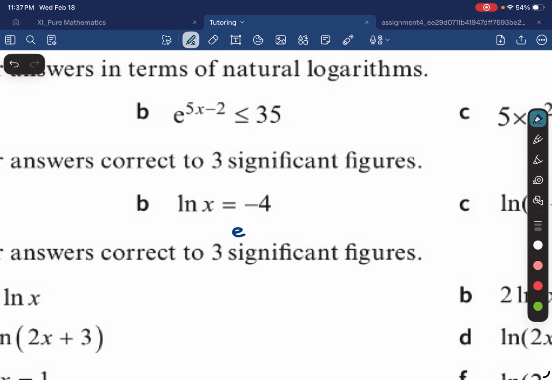And this is the same thing. This is just e to the power negative 4 is x. And e to the power negative 4 to 3 significant figures is 0.0183.